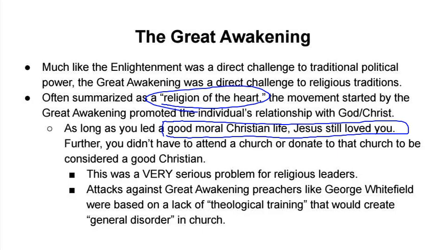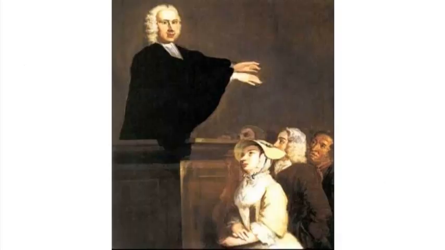This is a very, very serious challenge to the power of the more traditional religious leaders. Attacks against Great Awakening preachers like George Whitefield were based on a lack of theological training that they claimed would create general disorder in the church. We obviously know that, with the benefit of hindsight, to be false. Here is a painting depicting George Whitefield and his followers.